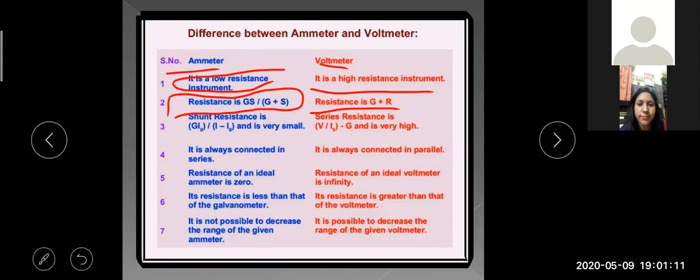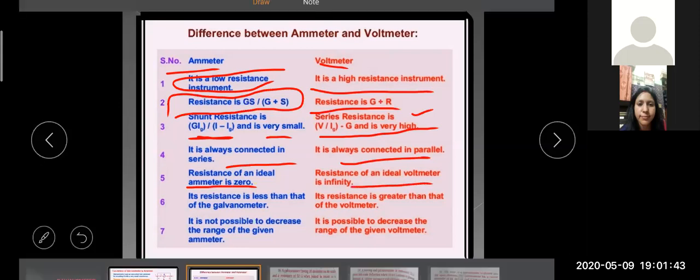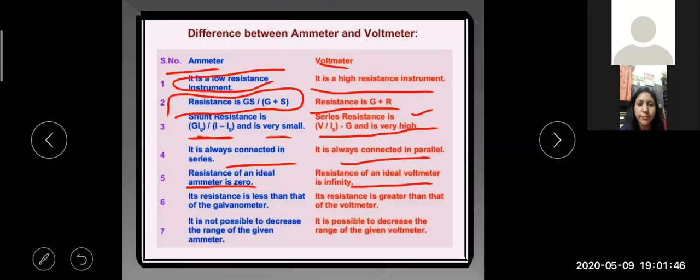The shunt resistance is G upon I minus Ig. This is the shunt resistance in an ammeter and is very small. The series resistance is V upon Ig minus G and it is very high in a voltmeter. An ammeter is always connected in series while a voltmeter is always connected in parallel. The resistance of an ideal ammeter is 0 while the resistance of an ideal voltmeter is infinity. In an ammeter the resistance is less than that of the galvanometer, and in a voltmeter the resistance is greater than that of the galvanometer.